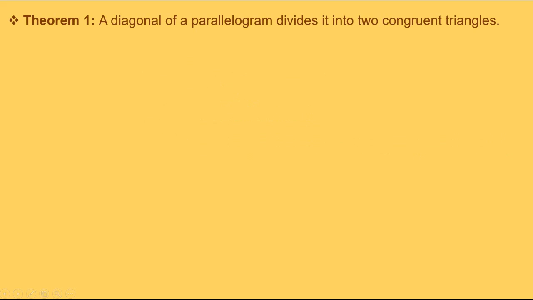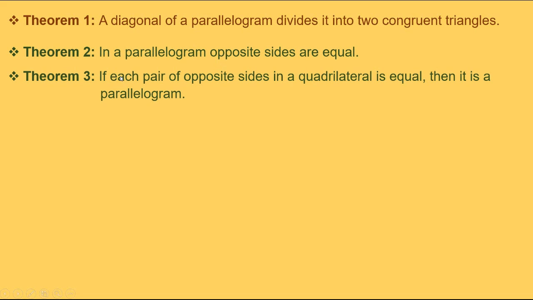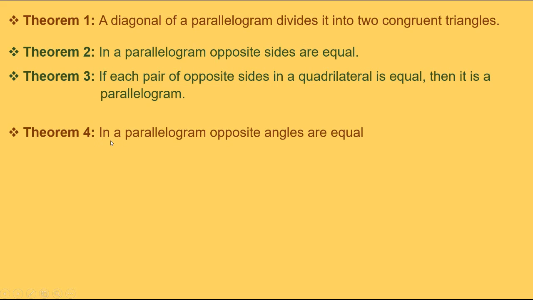Theorem 1. The diagonal of a parallelogram divides it into two congruent triangles. Theorem 2. In a parallelogram, opposite sides are equal. Theorem 3. If each pair of opposite sides in a quadrilateral is equal, then it is a parallelogram. Theorem 4. In a parallelogram, opposite angles are equal.